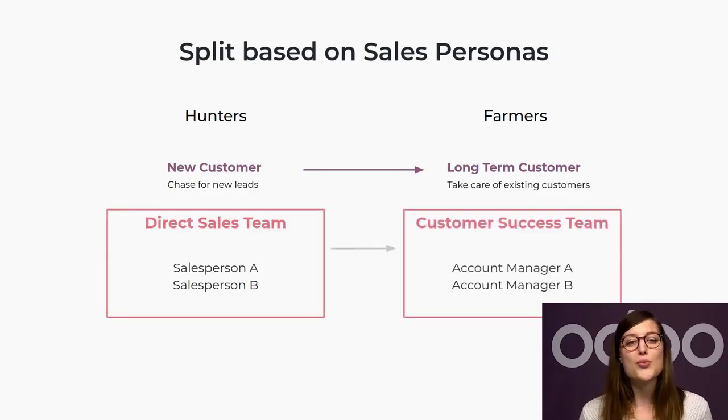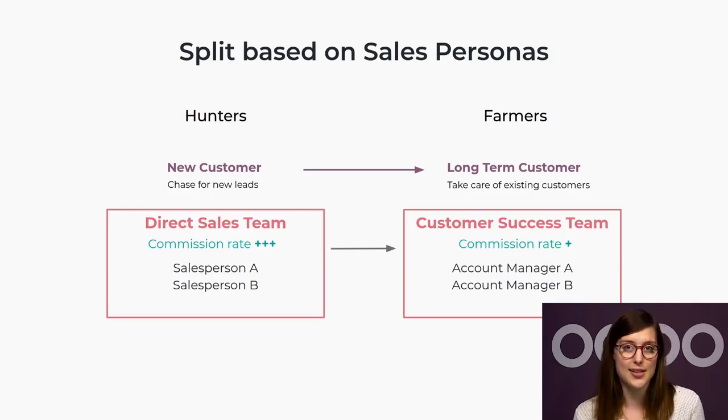For example, a direct sales team composed of hunters could acquire new customers and assign them afterward to a customer success team of account managers who have the purpose to upsell in the long term. Since it's 7 times more difficult to attract new customers than selling to already existing customers, the direct sales team gets a higher commission rate. So let's look at our sales teams in Odoo's CRM app.